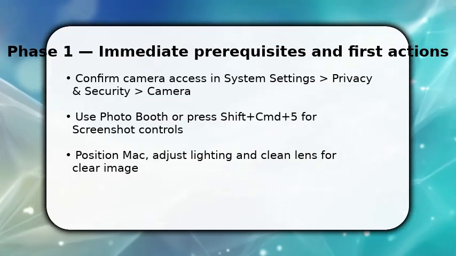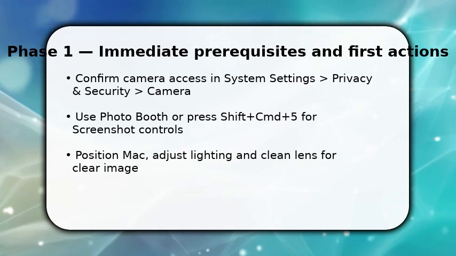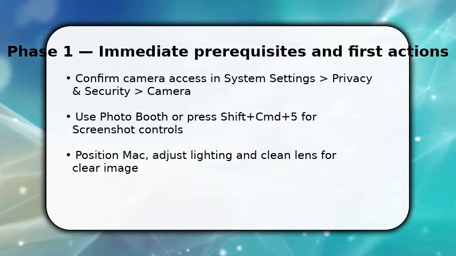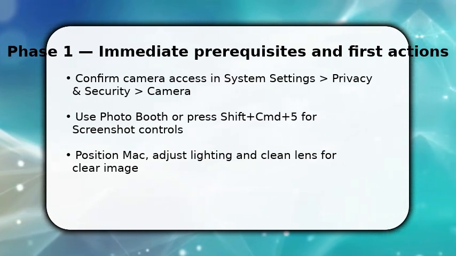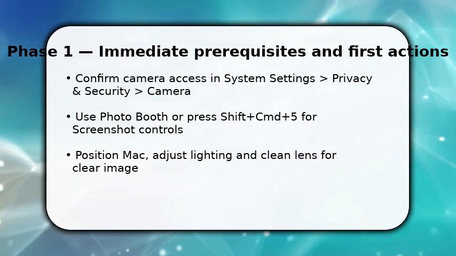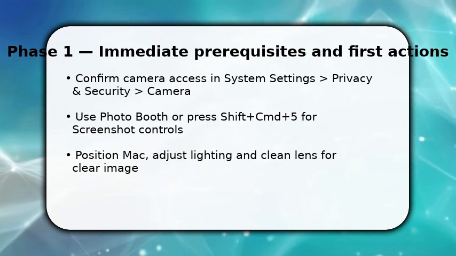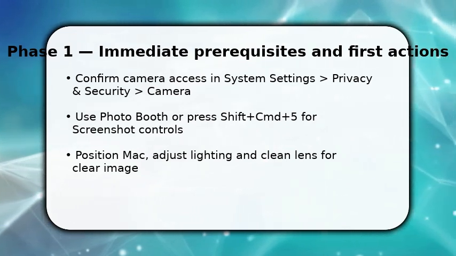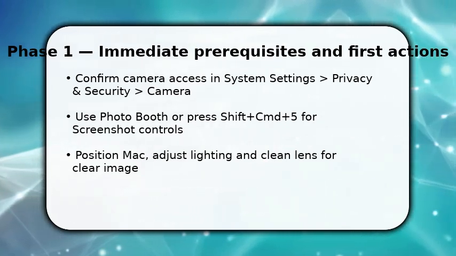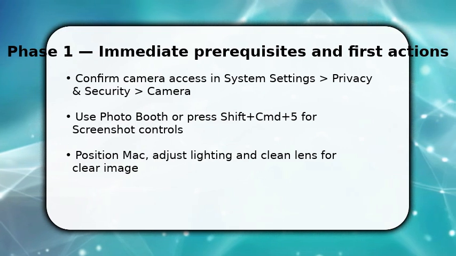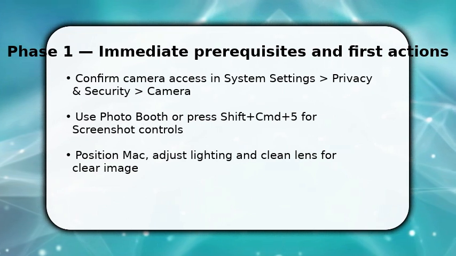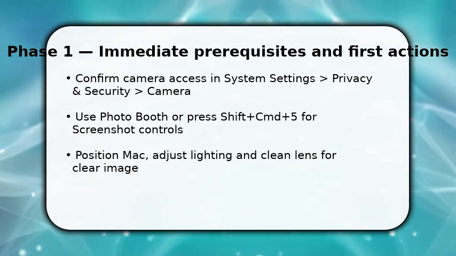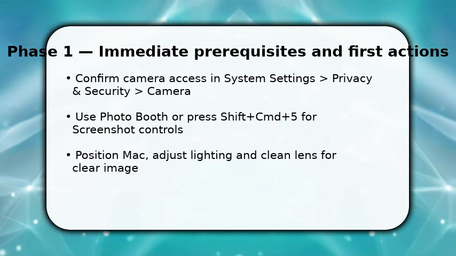You start by getting the camera ready. Make sure camera access is allowed in system settings, then open Photo Booth or press Shift plus Command plus 5 to show screenshot controls. Position your Mac so the camera is level, clean the lens, and use a soft, diffused light. This reduces glare and sharpens detail. Once done, choose Photo Mode in Photo Booth or click the Capture button in Screenshot. This begins the image capture process immediately, so frame your subject and keep still.